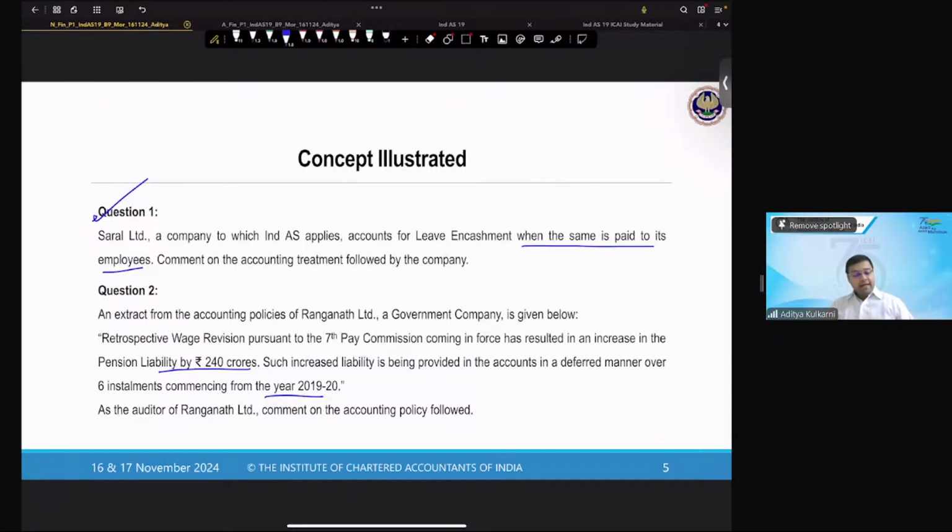I don't have any option to defer or treat it as a prepaid item or treat it as something which I can carry forward. It's not permitted, because this is pertaining to past services rendered for which I am compensating. So that policy is not right. It's not in line with Ind AS 19.